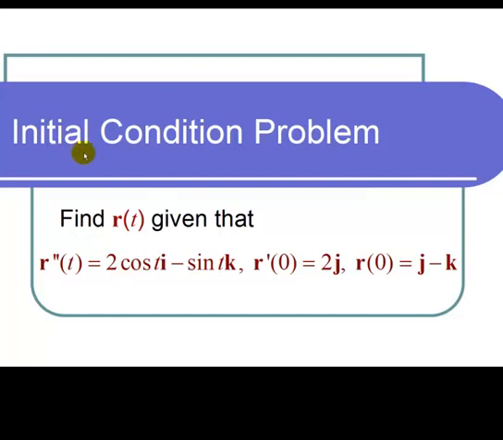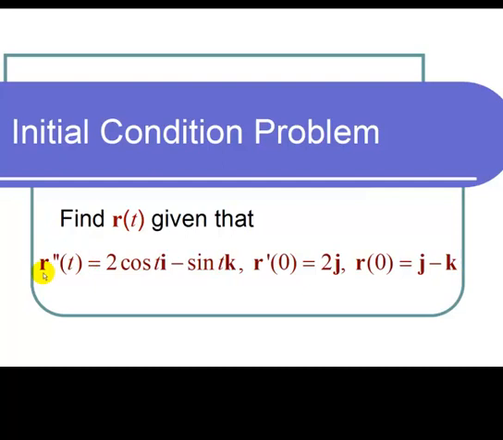This is a video on an initial condition problem. The question states, find r of t given that r double prime of t is equal to 2 cosine of t i minus sine of t k, and r prime of 0 is 2j, and r of 0 is j minus k.